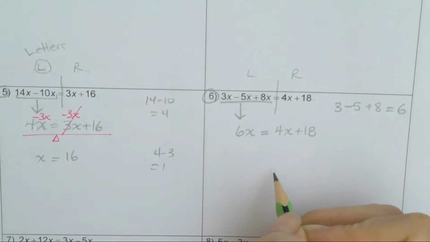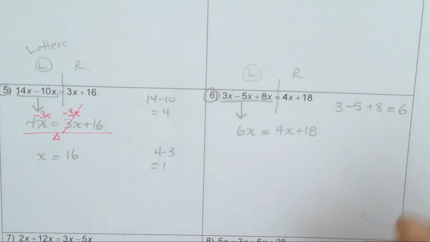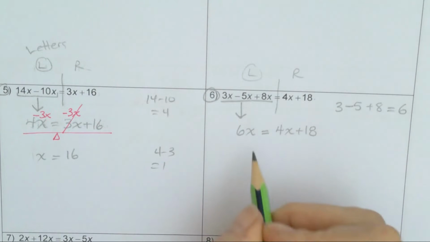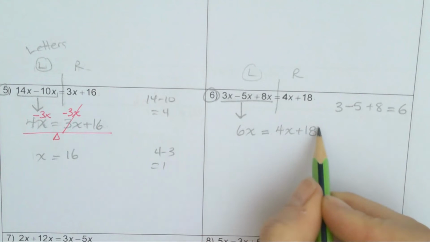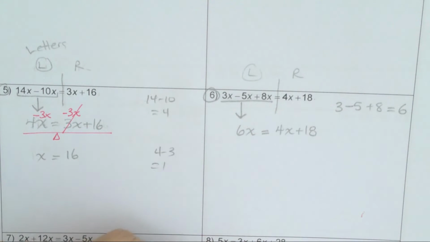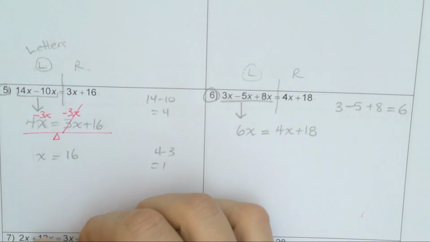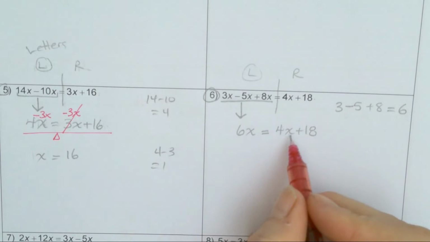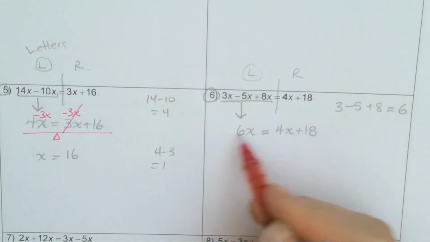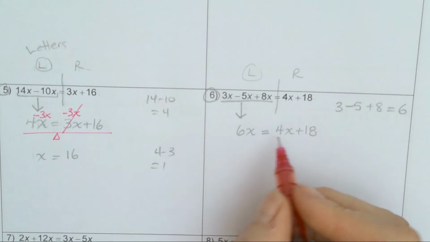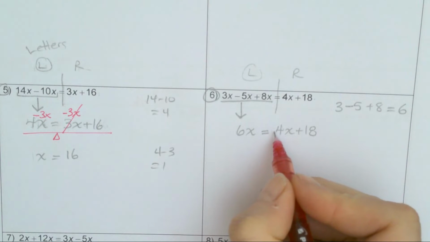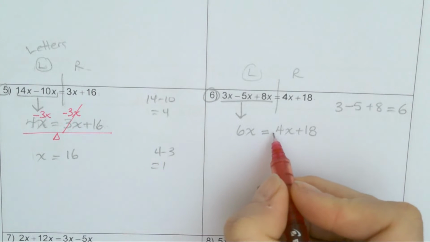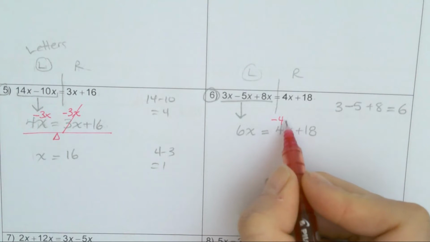Now we want our letters on the left, the variables on the left. So which term is on the wrong side? This is a term, and a term. Which one is on the wrong side? Who has to move? This one has an x. We want our letters on the left, so we want to move this 4x over. There's nothing in front of the 4, so it means it's positive. So we have to do the opposite. Positive 4, negative 4.